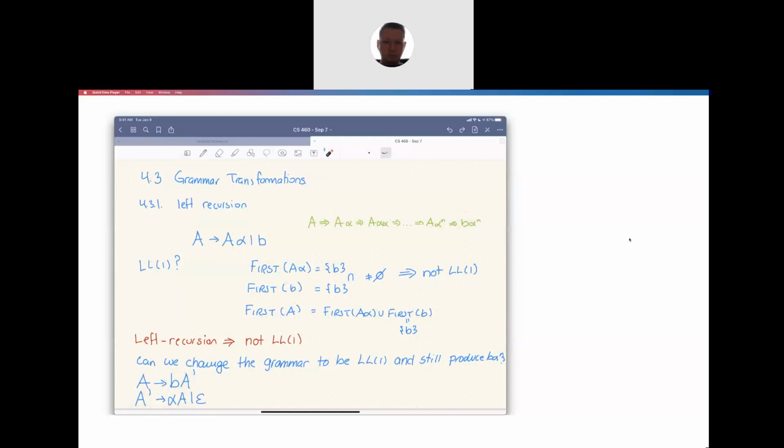So let's see. What's the first set of, well, there's only one right-hand side there, so that can't go wrong. The question is, is this LL1 now? Well, if I look at this, then the first set of alpha A prime is just alpha, and the other is epsilon. They have nothing in common, and we're good to go. So that is, yep, no problems.